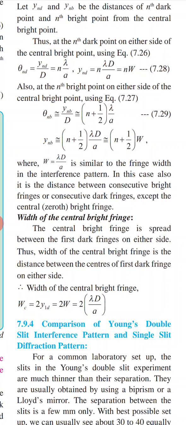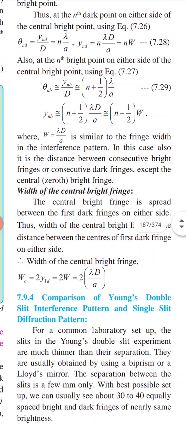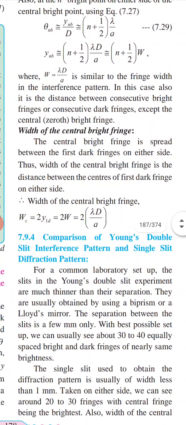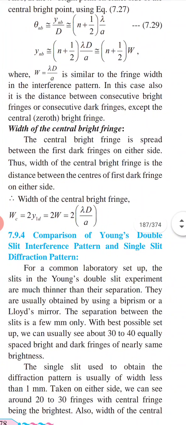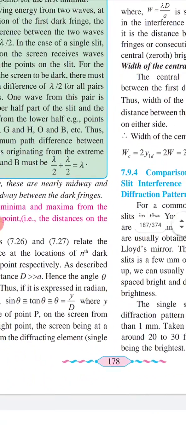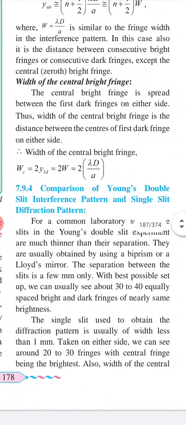In this case also, it is the distance between the consecutive bright fringes and consecutive dark fringes except the central bright fringe. So what is the width of the central bright fringe? The central bright fringe is the spread between the first dark fringes on either side. So the width of the central bright fringe is the distance between the centers of the first dark fringes on either side. So the width of the central bright fringe, W_c, is equal to 2y_1D, which is 2W, equal to 2 times lambda D upon a. So this is the width of the central bright fringe. Fine. Thank you.